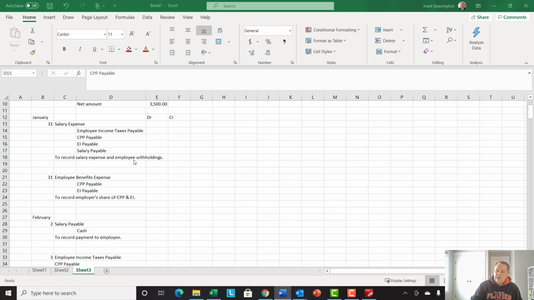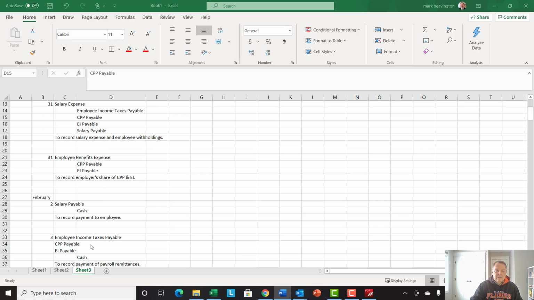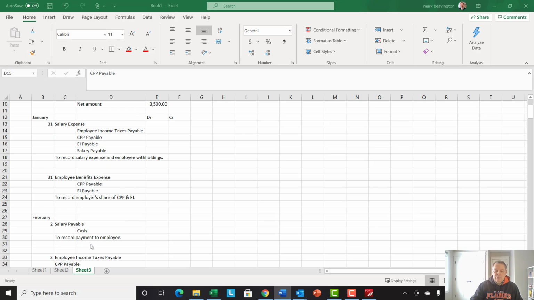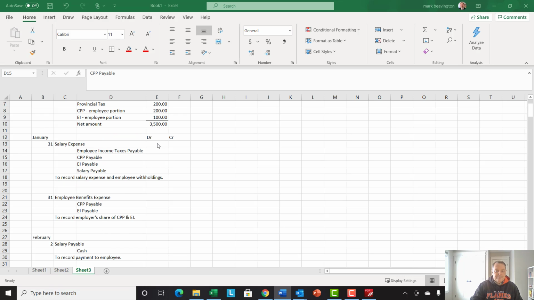If you look at the required in 4, you were required to do journal entries for both January and February, and you needed to catch the payment to CRA on the 3rd here as well. It's pretty straightforward in the required. So go back and read that if that didn't make sense to you.